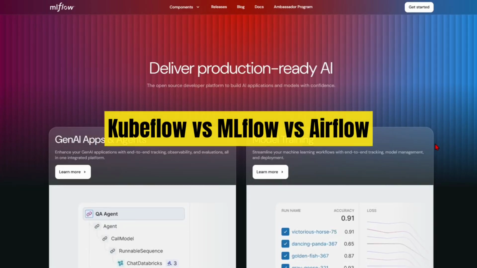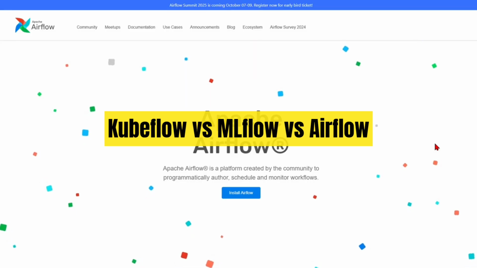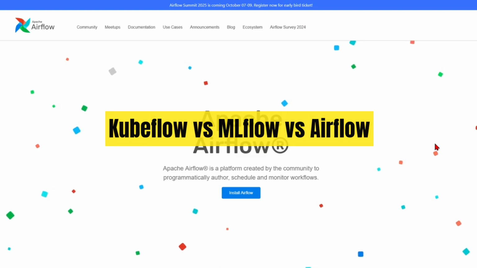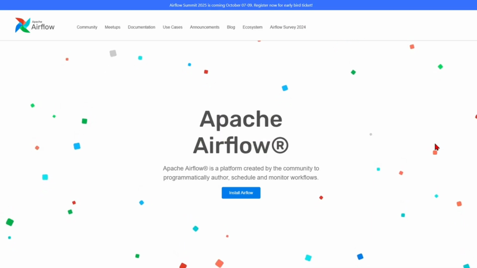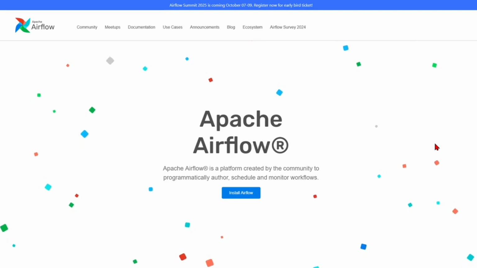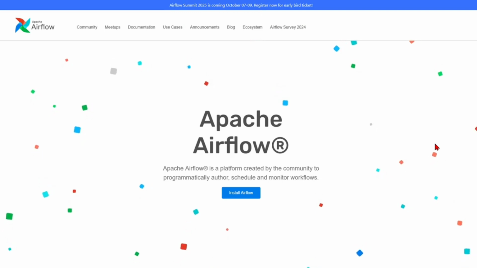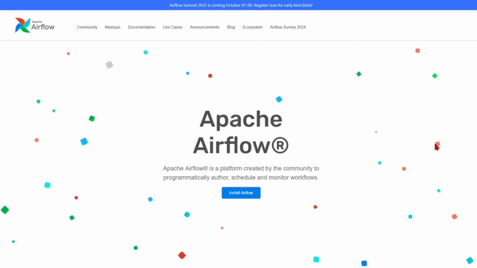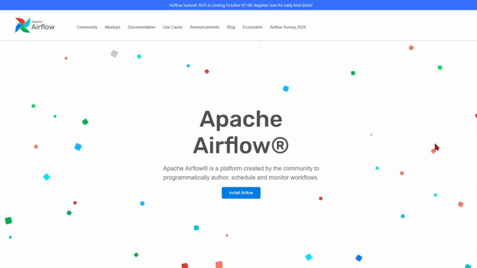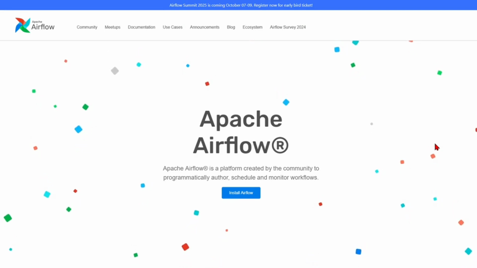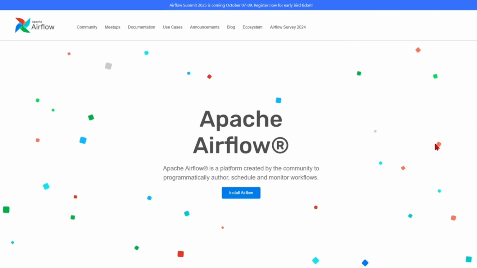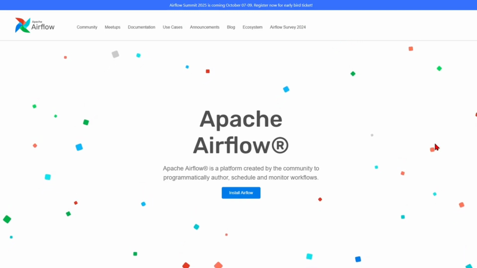Kubeflow versus MLflow versus Airflow: ML pipelines versus experiment tracking versus workflow orchestration. In modern AI and data engineering, the right tool can mean the difference between smooth automation and constant bottlenecks. These three tackle different stages of the machine learning lifecycle. One is built for scalable ML pipelines, another for experiment tracking, and the last for orchestrating complex workflows. Here's how they compare side by side.